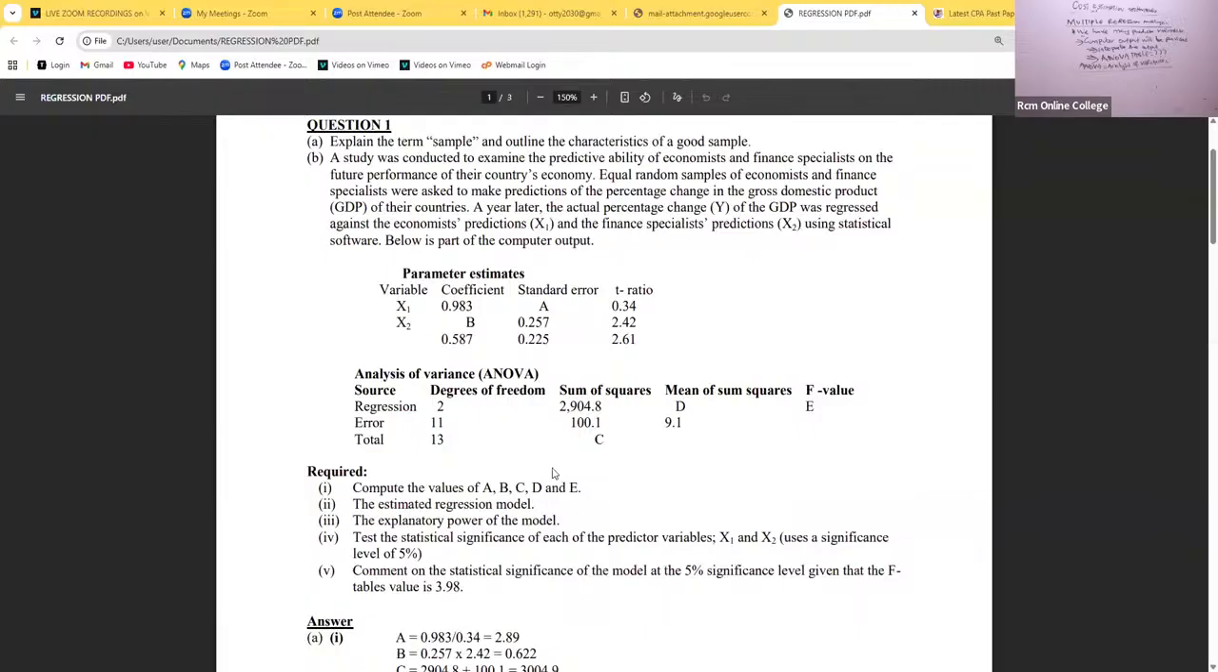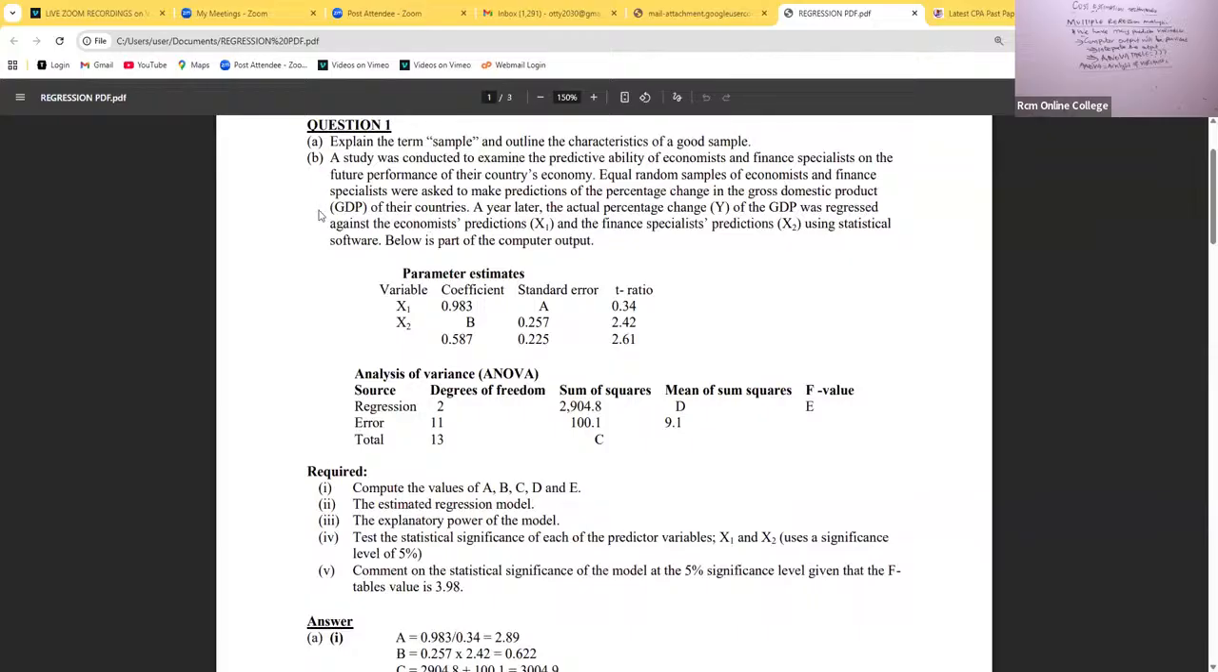We are told here, a study was conducted to examine the predictive ability of economists and finance specialists on the future performance of their country's economy. Equal random samples of economists and finance specialists were asked to make predictions of the percentage change in GDP of their countries. A year later, the actual performance change of the GDP was regressed against the economist predictions and the financial specialist predictions using statistical software. They'll give you a computer output. So below is part of the computer output.